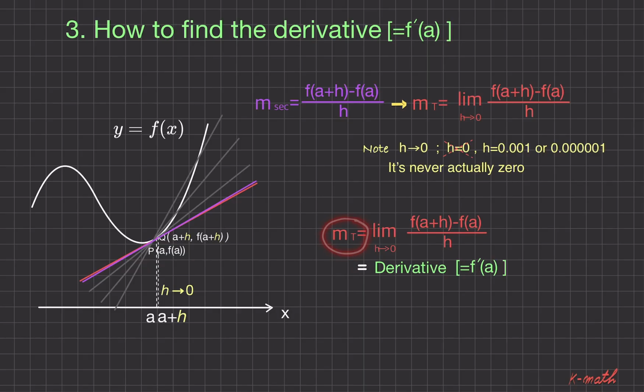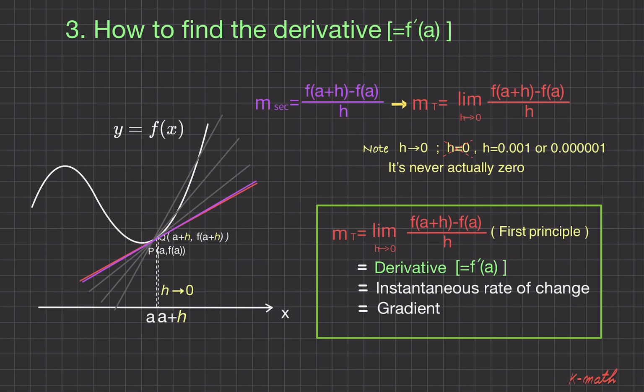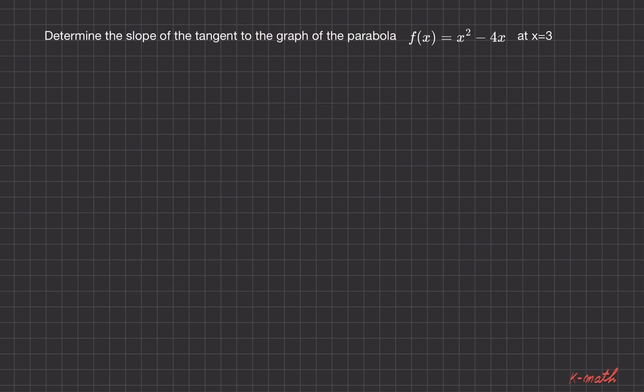We call this method the first principle. It is also known as the instantaneous rate of change or the gradient. They all mean the same thing. Let's try an example. Let's start with something simple, and we will try more challenging ones like square root or rational functions in the next video.